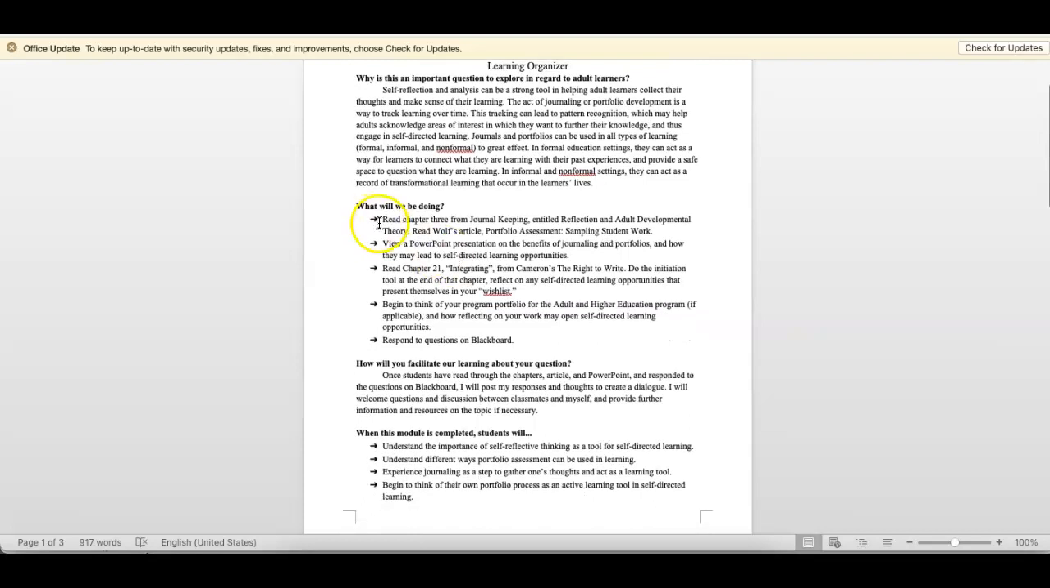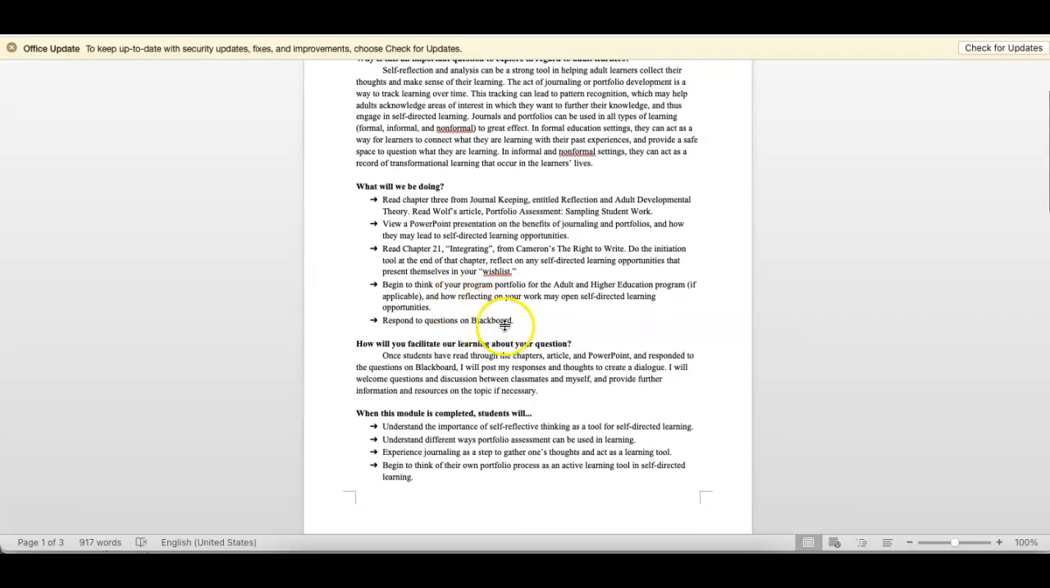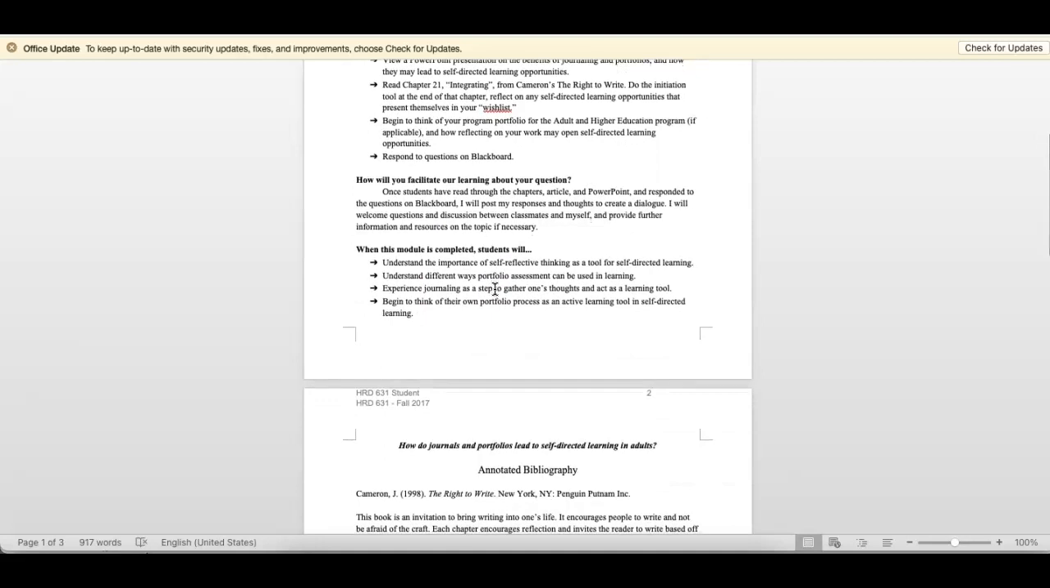So in this one, the person said: read chapter 3 from journal keeping. That was something that I used back then. View the PowerPoint that this person put together. Read chapter 21. Begin to think about a program portfolio in the adult and higher ed program, and then respond to questions on Blackboard. Blackboard is no longer Blackboard, it's Brightspace. How will you facilitate our learning about the question? When the module is completed, students will.